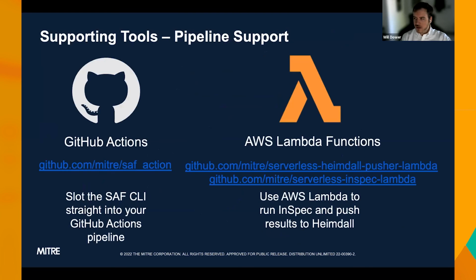I also want to point out that we have a pipeline-ready integration for our tools in GitHub and AWS. You actually saw the SAF CLI GitHub Action a little bit earlier during Emily's presentation. We have similar support for AWS pipeline features.